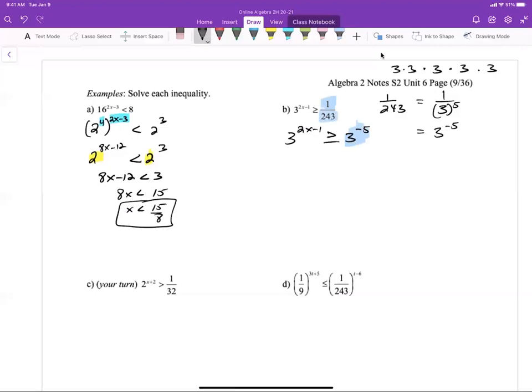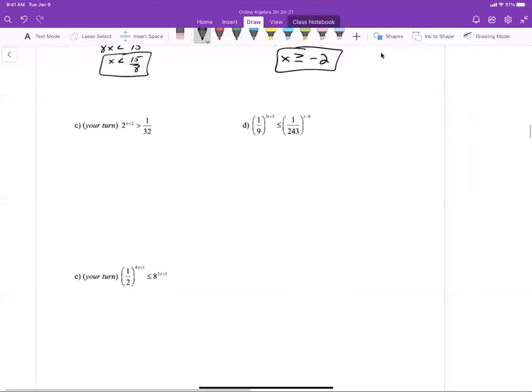Okay, we're still trying to solve, which means we need to find the values of x that make this statement true. Because the bases are both 3 and 3 is greater than 1, I can say that 2x minus 1 is greater than or equal to -5 and solve for x in a way that we are used to. So I would add 1 to both sides, so I get 2x is greater than or equal to -4. x must be greater than or equal to -2. Okay. Try one yourself.